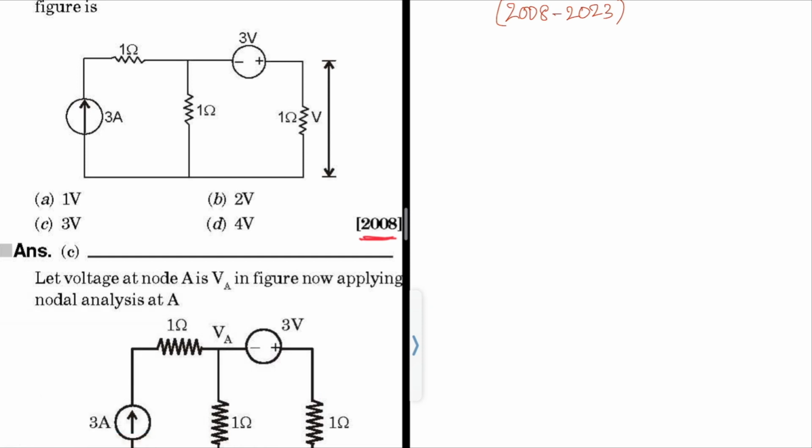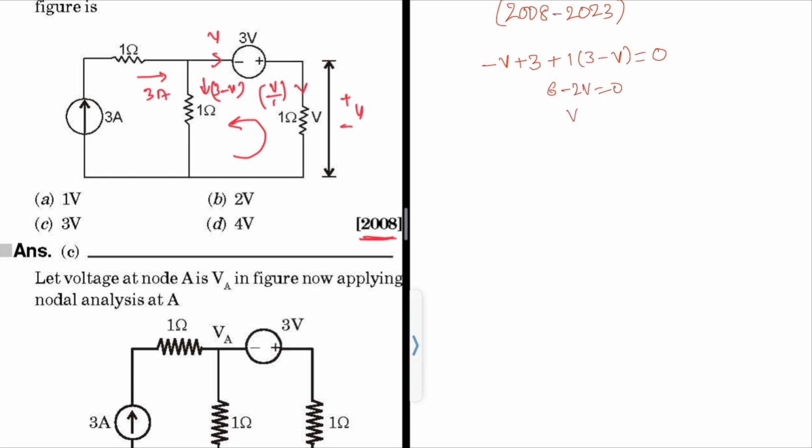They asked the value of V. Here it is the voltage V, so the current is V by 1, which is V only. 3 ampere is coming here and V is going here, so the current will be 3 minus V. Now I am applying KVL: minus V plus 3 plus 1 into (3 minus V) equal to 0. So 6 minus 2V equal to 0, so V equal to 3 volt. This is the answer.